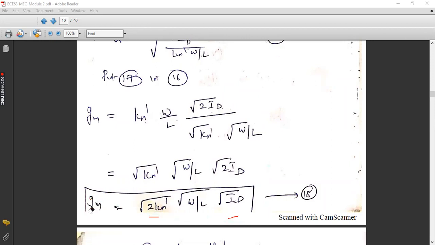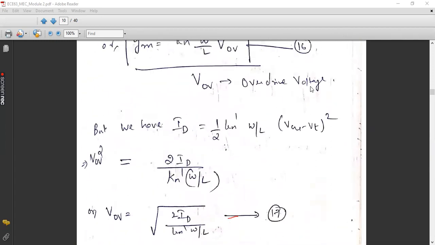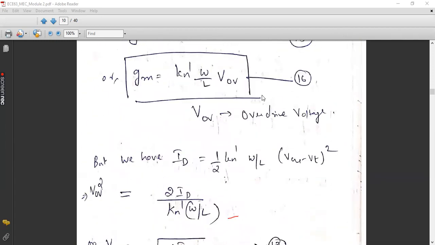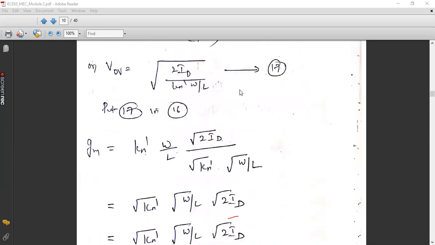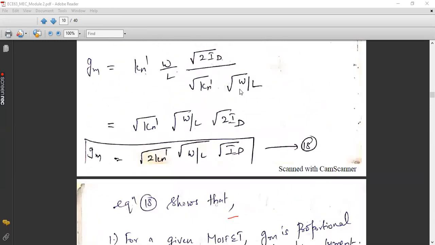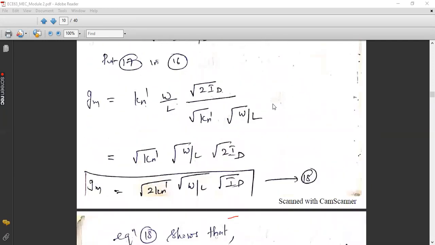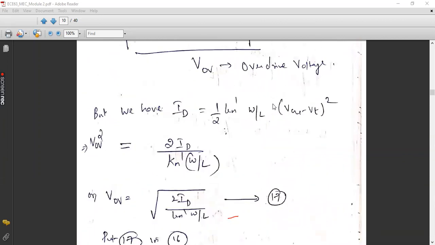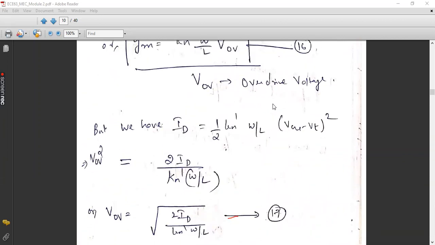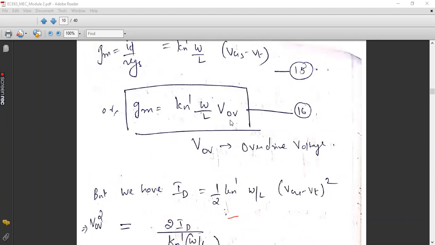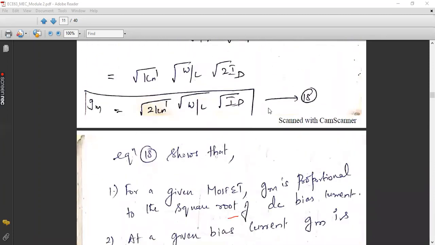Put it in a box. So we have two equations now. One is GM equal to Kn dash W by L into VOV, that is in terms of overdrive voltage. But if we don't have the overdrive voltage in your numerical problem, and instead you are given ID, then you should make use of this equation and solve. So that depends upon the question, which expression you need to take. So you have to study this equation as well as this equation, both.